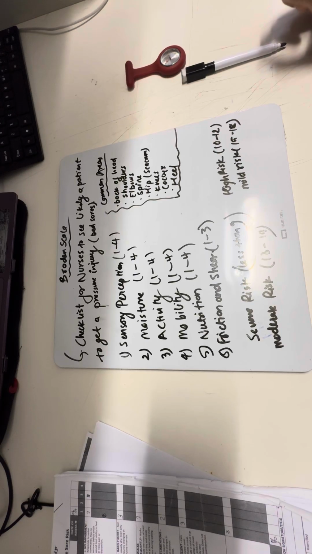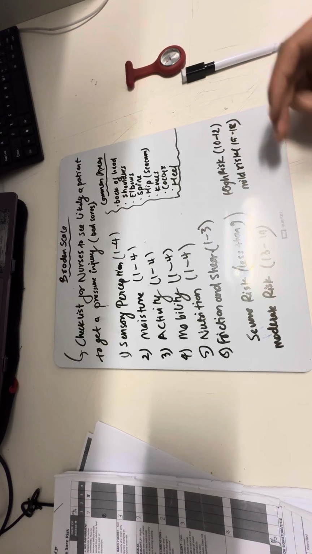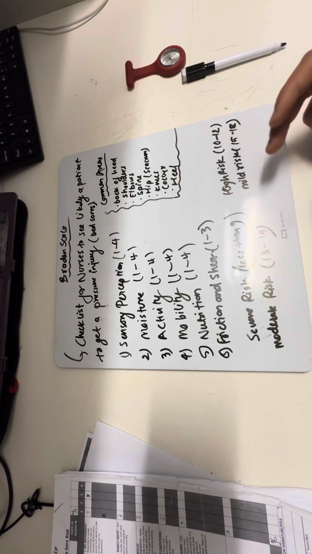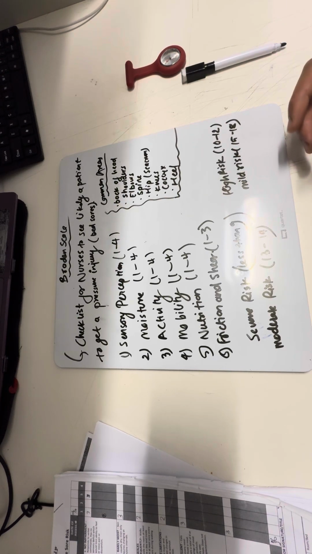So the Braden scale is a checklist for nurses used to see how likely a patient is to get a pressure injury, or you can say bed sores, right? If someone is in bed for a very prolonged period of time, then there may be some probability of getting a pressure sore. It's because when they are there for a long time, the skin can break down because of the pressure, and there will be an injury that we normally call a pressure injury.